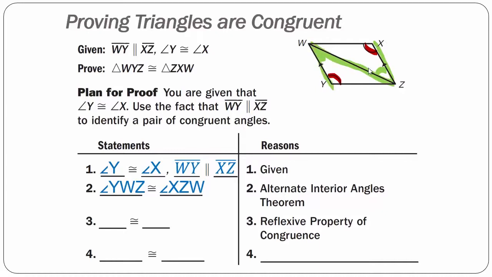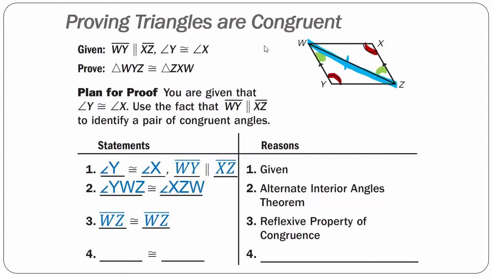If you notice, that makes that letter Z over there. I also notice that this line segment WZ is shared by the two triangles WYZ and ZXW. So I can say that line segment WZ is congruent to line segment WZ because I know that this measure is going to be the same for both triangles.